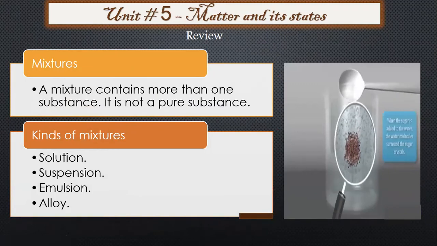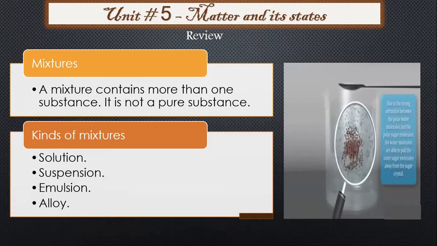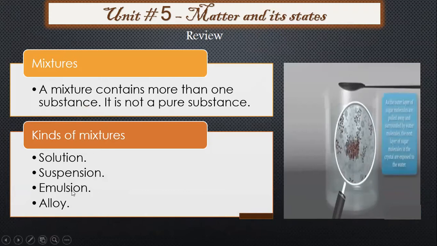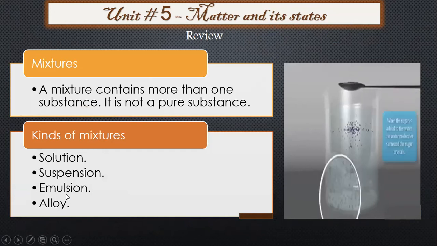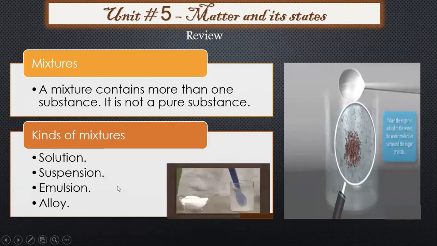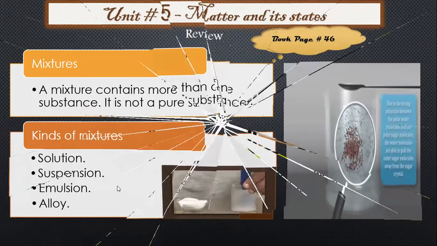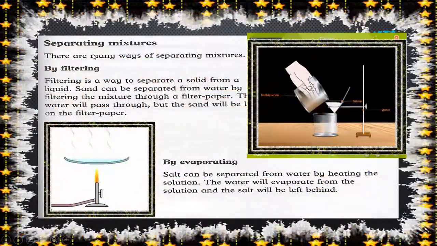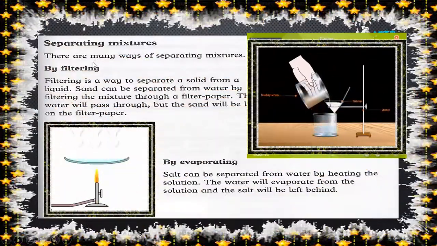As you can see, the layer of the oil separates from the water after some time if you are just keeping it on the table. And alloy is the mixture of two solids. Actually it's a mixture of metals. When two metals mix together, they form an alloy. Now we are on to page number 47.